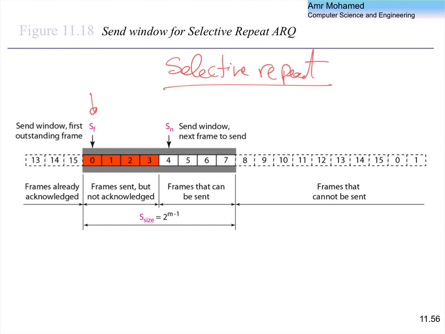So for selective repeat, the sender is the same and it has a window. The difference here is that at the receiver side, we need to have another window similar to the sender. This is the sender window, but at the receiver side, we need to have a similar window like the sender side. So we have a sender window of size capital N, and we have a receiver window of size capital N too. So we need to have two windows, at the sender and at the receiver.